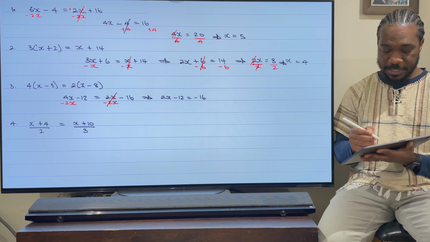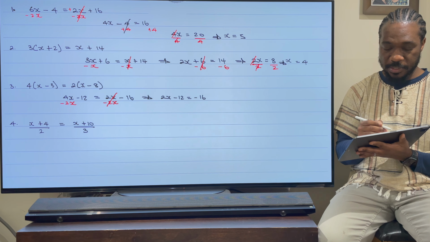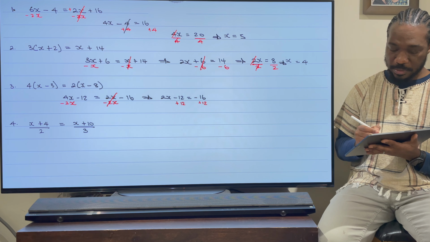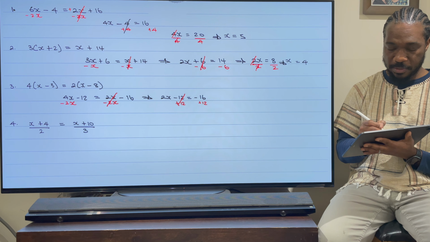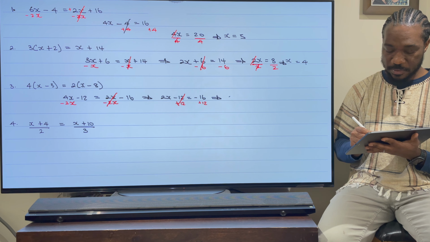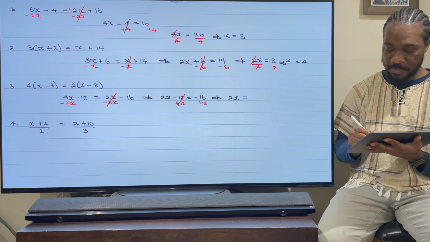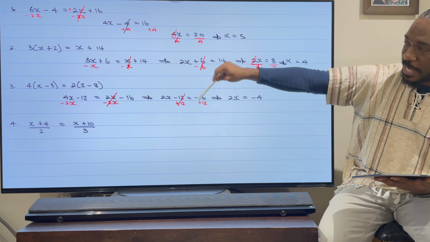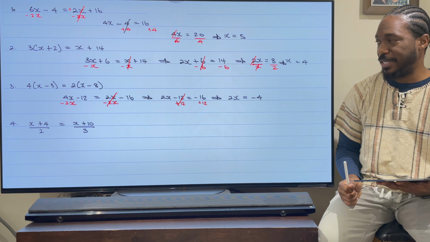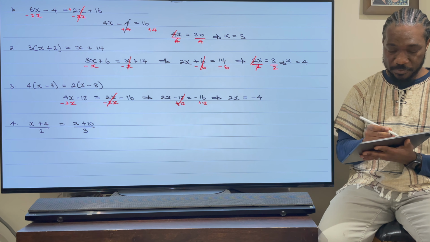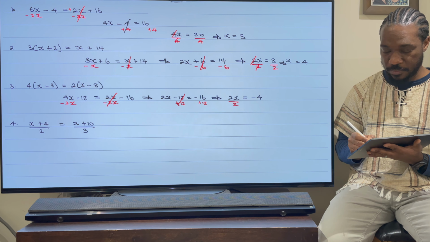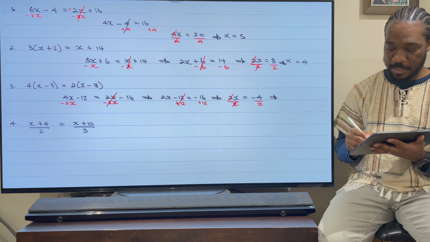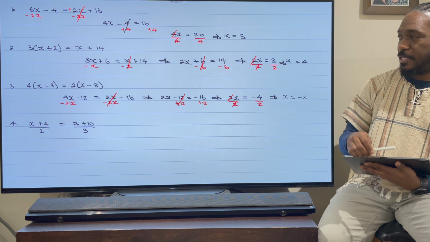Okay, now the next step, I need to get rid of this 12. Inverse operation means that I need to add 12 to both sides. So this will cancel out. 12 take away 12, that's 0. So now I'm just going to have 2x on the left-hand side, and that's going to be equal to negative 4 on the right-hand side. And that's because negative 16 add 12 is negative 4 there. And then I'm going to finish off by just dividing by 2. Those cancel out there, and that's going to be x is equal to negative 2, and this is finished.